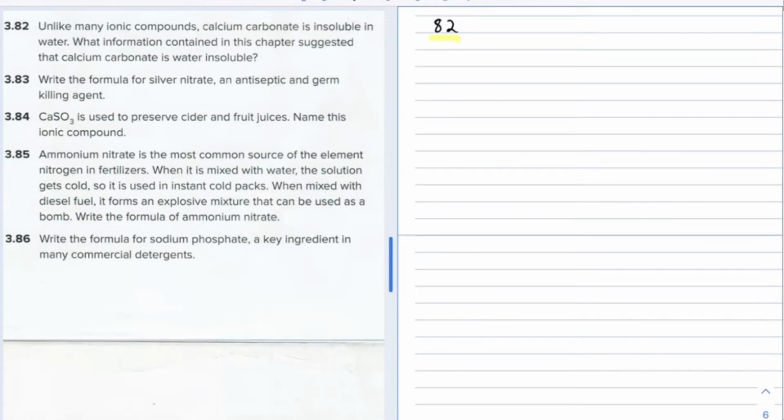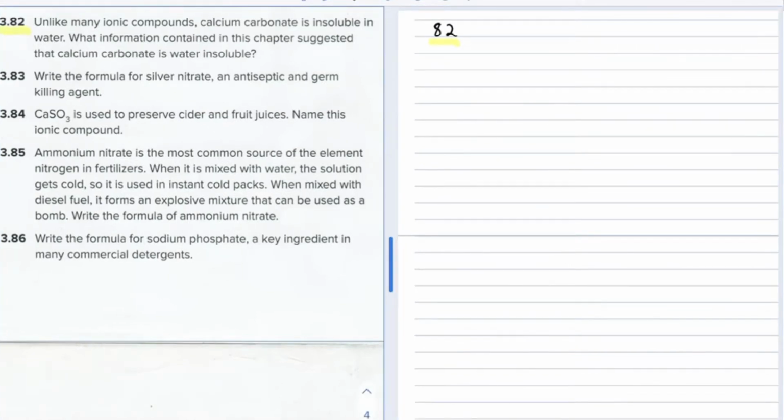Number 82. Unlike many ionic compounds, calcium carbonate is insoluble in water. What information contained in this chapter suggested that calcium carbonate is water insoluble?